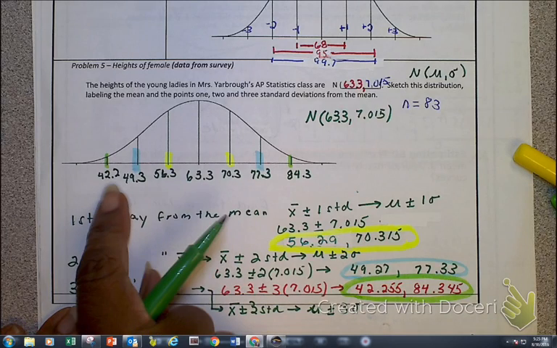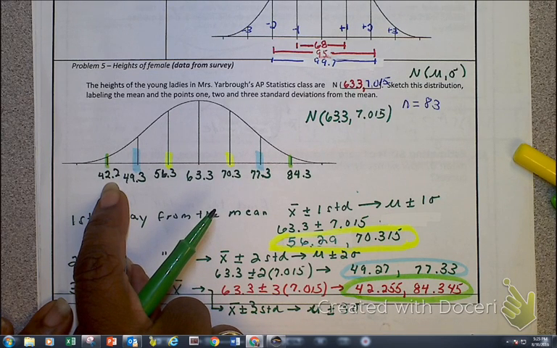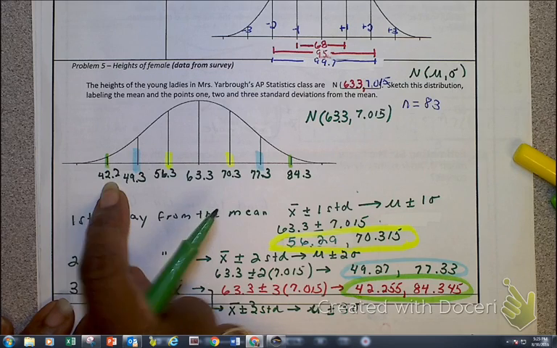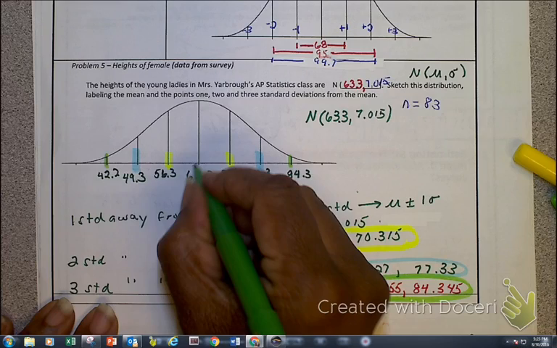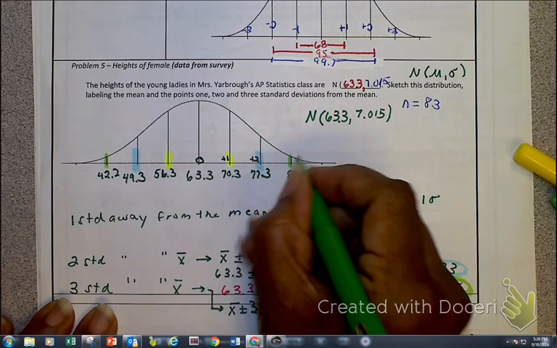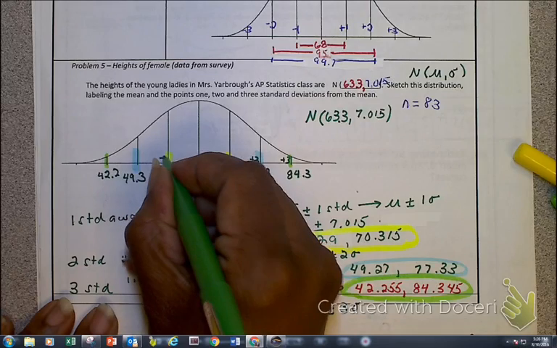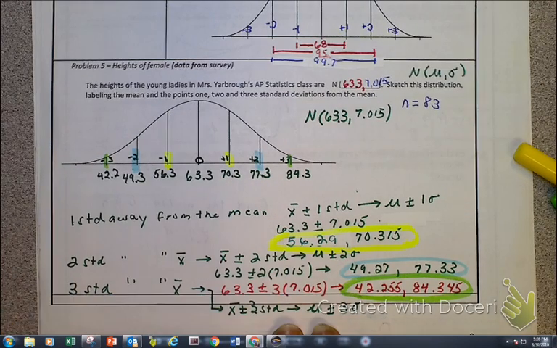So let's remember what this is saying. The value of 42.2 is 3 standard deviations below. And the value right here is 3 standard deviations above. Remember, the mean is 0. So this is your plus 1, your plus 2, your plus 3, your minus 1, your minus 2, your minus 3.